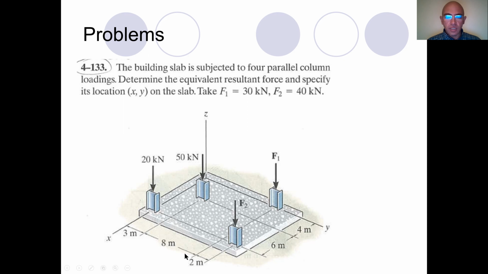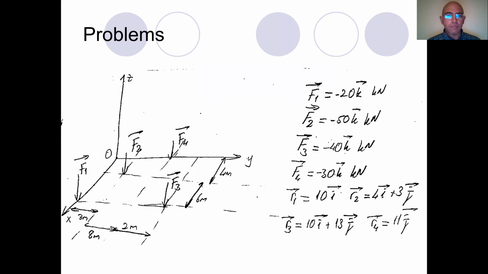Now F1 is acting on the y-axis. It's 11 meters away from the x-axis. And there's a fourth force, F2. It is 13 meters away from the x-axis and 10 meters away from the y-axis. Certainly, they lie on a plane at which z is equal to 0.